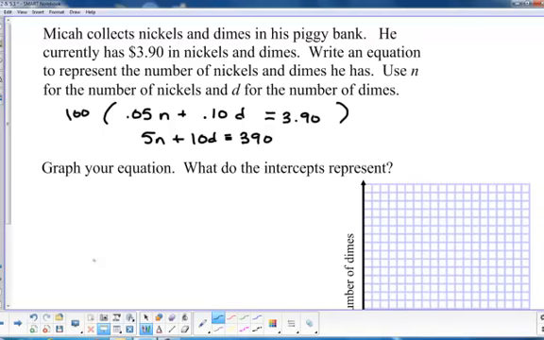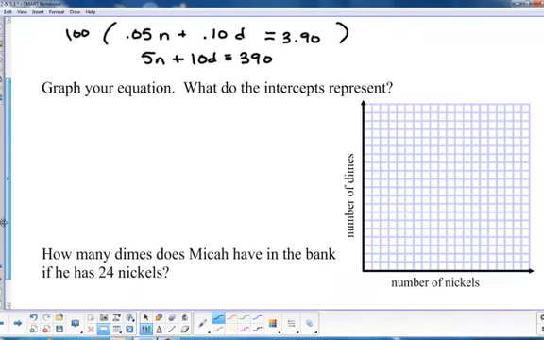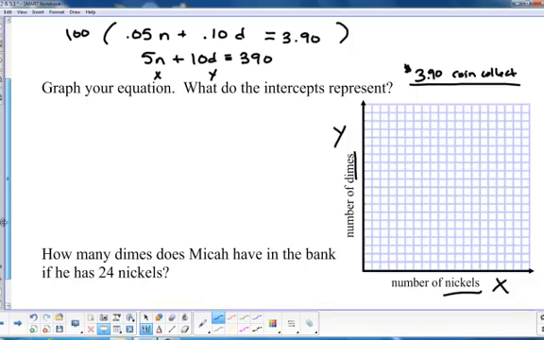So if we graph our equation, the easiest way to graph something that we know is linear is to get the x-intercept and the y-intercept. So as you can see, nickels is like our x, and the dimes is like our y. Whoops, that's supposed to say y, because this is our x-axis, and this is our y-axis, and these are our titles. In this case, there's not like an independent and a dependent, so we're just going to go with this. So then I'm going to put $3.90 coin collection. That would be a good title.